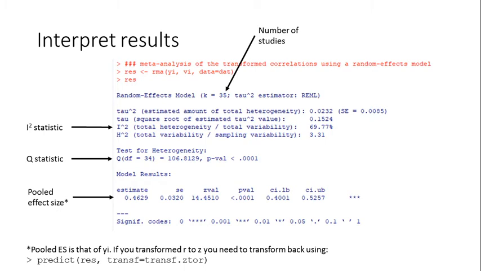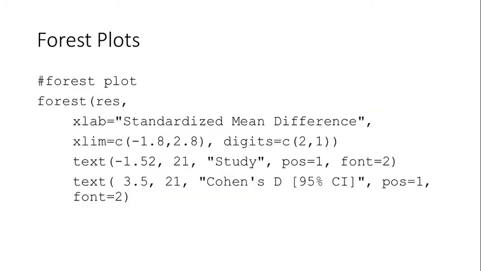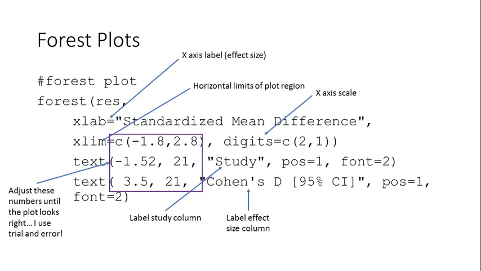Okay, forest plots. Obviously really useful if you're running a meta-analysis, is to be able to visualise this heterogeneity and your pooled effect size. So the commands here are quite complicated, not very complicated, but there's a lot going on. And the way that I learned to do this was by trial and error. So I'll take you through it a little bit. So forest, that's the command to produce a forest plot on the results of your meta-analysis, that's res.